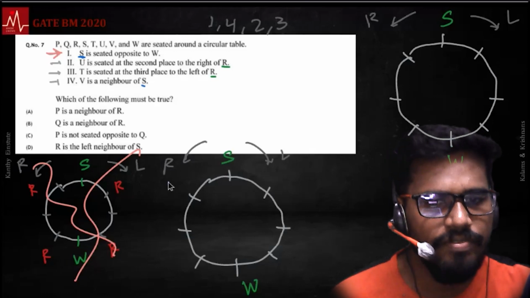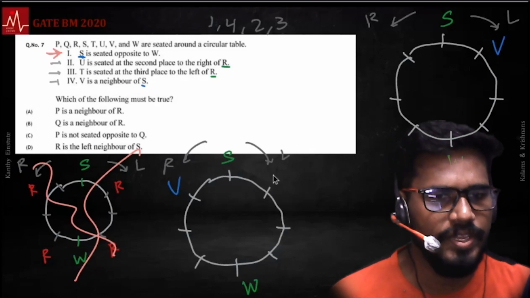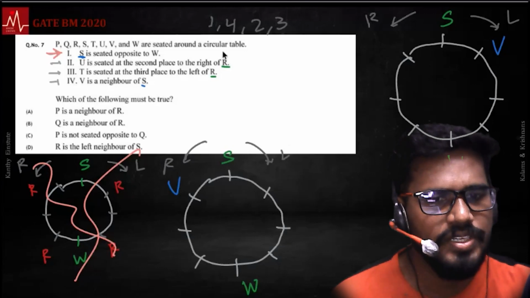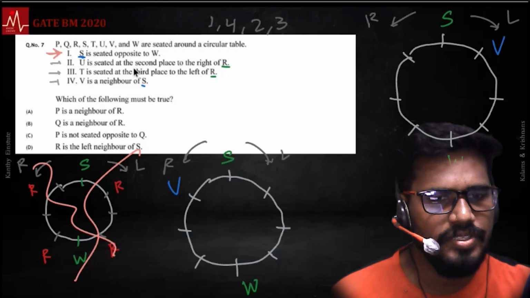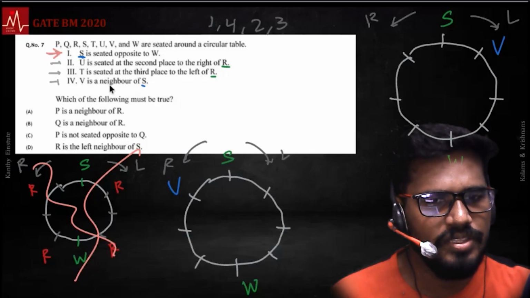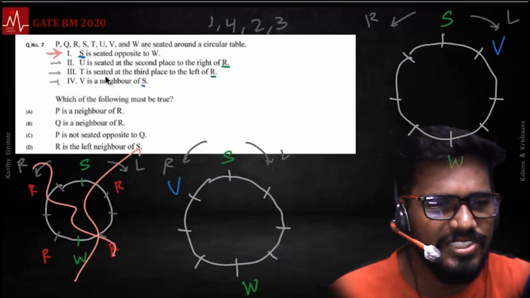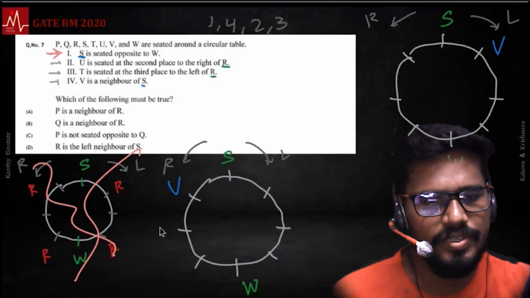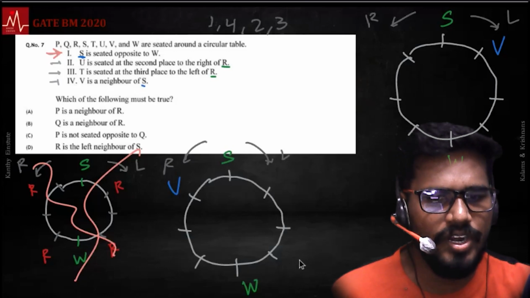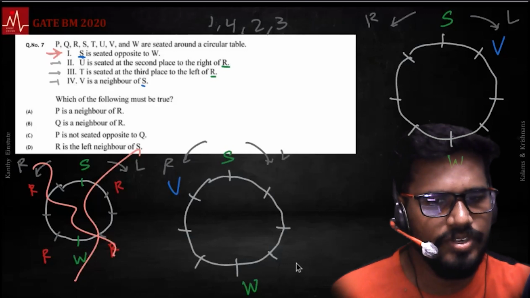So here we have V, here we have T. Then U is seated at the second place to the right of R. T is seated at the third place to the left of R. Which one should we use? I think at this stage you can use anything else. Where should we put U and R in this case? R is here. R can be here. R can be here. 2 places to the right and 2 places to the left.